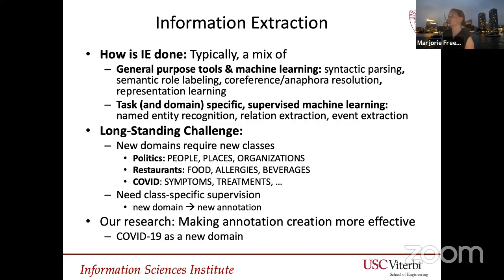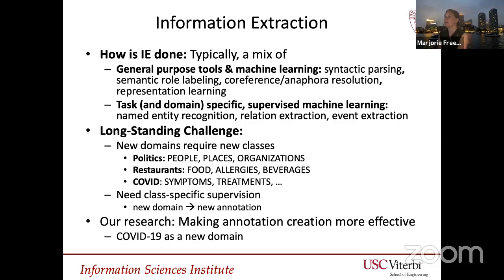Typically, information extraction is a mix of general purpose tools about language and general purpose machine learning. People work on finding the syntax of a sentence, understanding the semantics of the sentence, and knowing how to dereference pronouns. So who does he refer to in a sentence? What does it refer to? And then with the increasing takeover of deep learning, representation learning itself, where you get rid of these in-between steps and try to just learn a representation of the language.